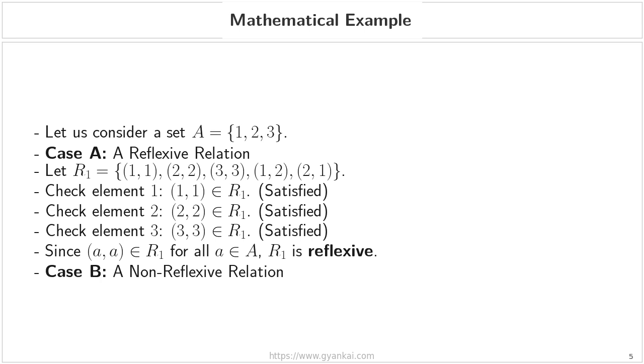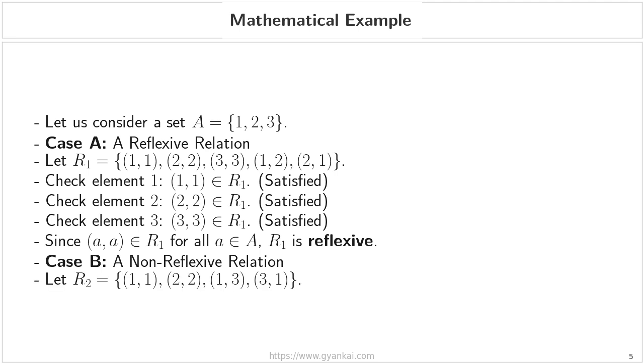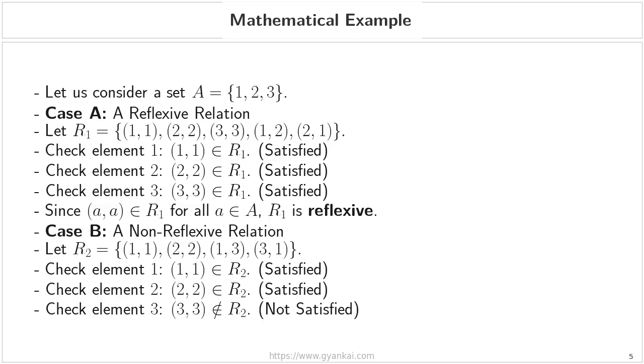Now, let us look at case B to see what happens when a relation is not reflexive. Consider a second relation R2, which consists of the pairs (1,1), (2,2), (1,3), and (3,1). Let us perform the same verification process. For element 1, the pair (1,1) is present, so that is satisfied. For element 2, the pair (2,2) is present, which is also satisfied.